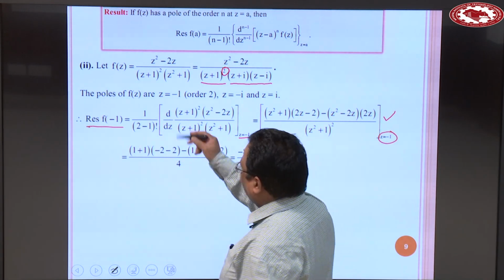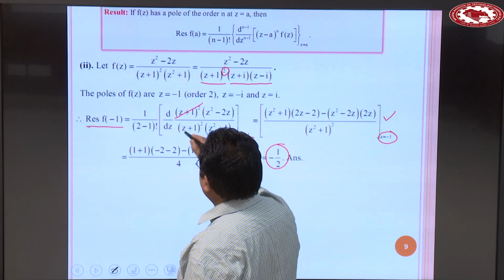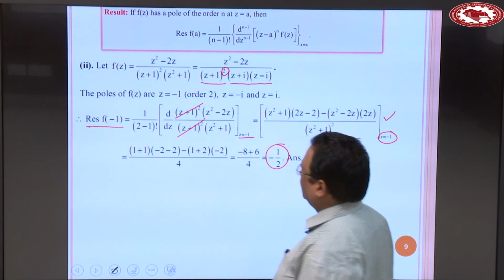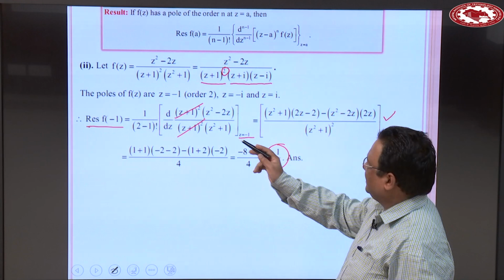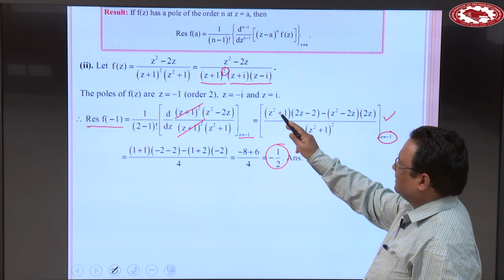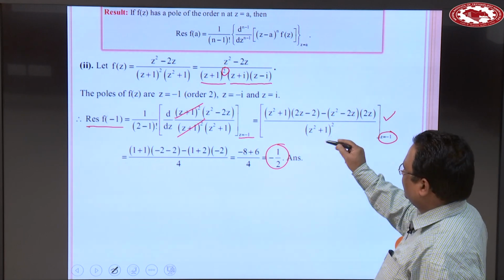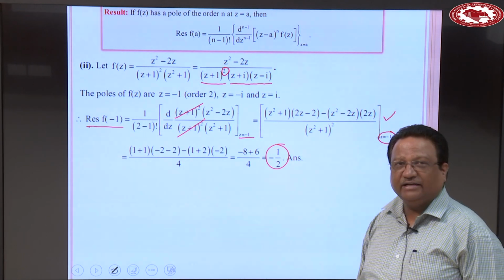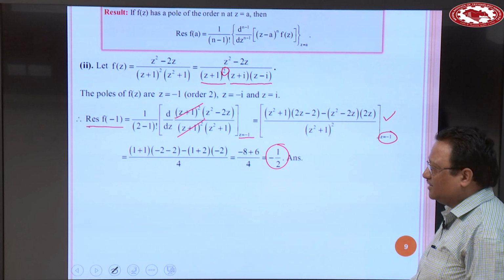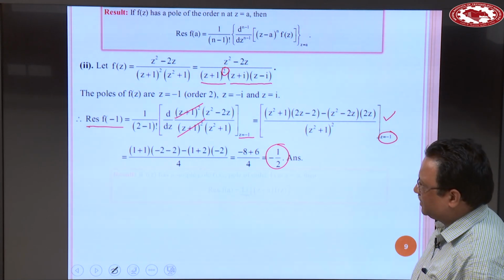So when you calculate all these things, remember this term and this term cancel, clear, and simplify, you will get this square and z square plus 1, and differentiate this one, 2z minus 2, minus differentiate this one, and second. Okay, so you can solve by using basic principles of differentiation, right.